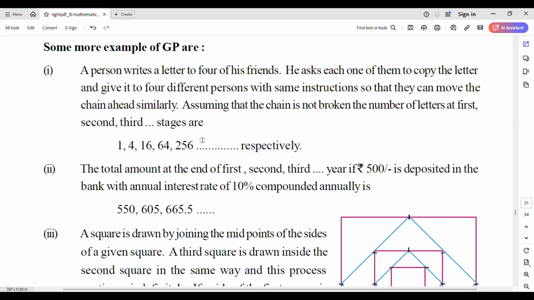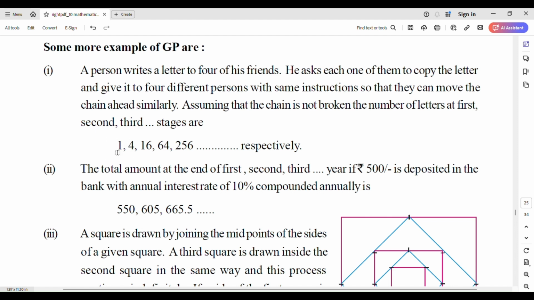Let's see some more real-time examples of geometric progression. The first one: a person writes a letter to 4 of his friends. He asks each one of them to copy the letter and give it to 4 different persons with the same instructions, so they can also move the chain ahead similarly. Assuming that the chain is not broken, find the number of letters at the first, second, third stages. So first, a is equal to 1.